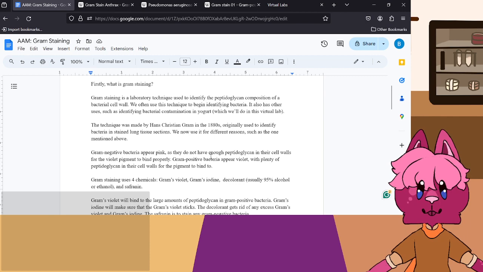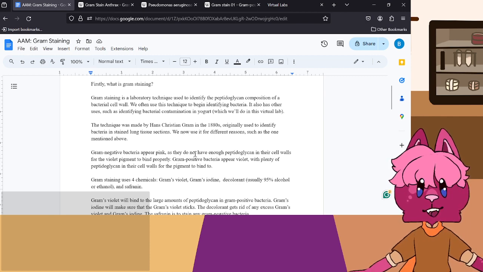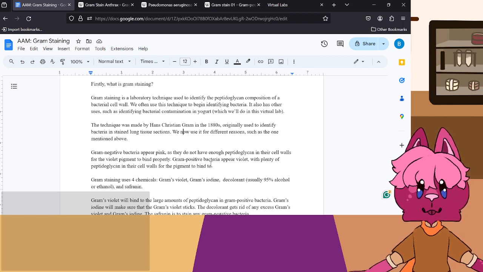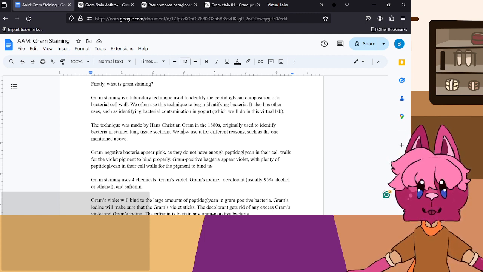Now, why are they pink? They have a very thin layer of peptidoglycan in their cell wall. That basically means there's not enough peptidoglycan for the violet pigment that is used during gram staining to properly bind to the cell wall.